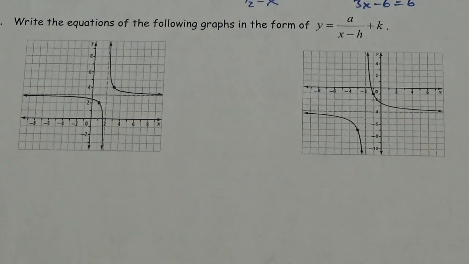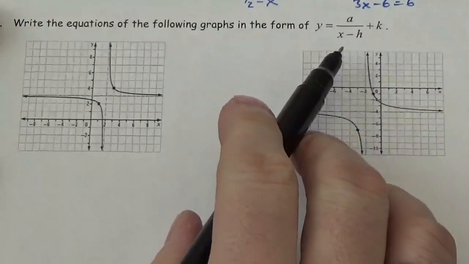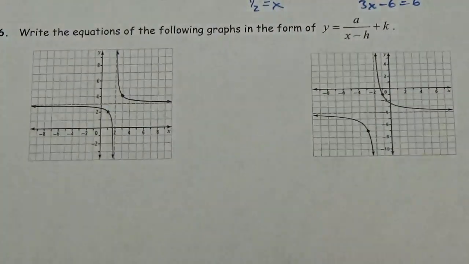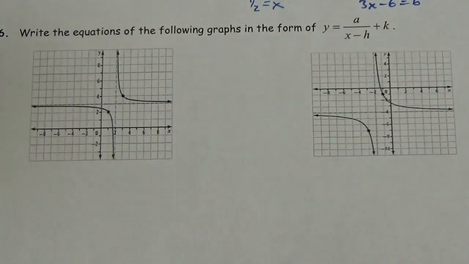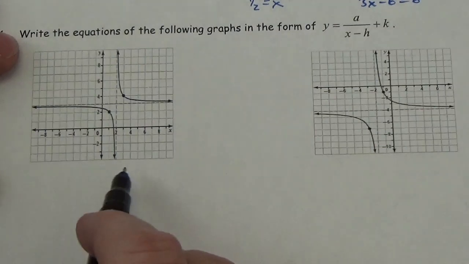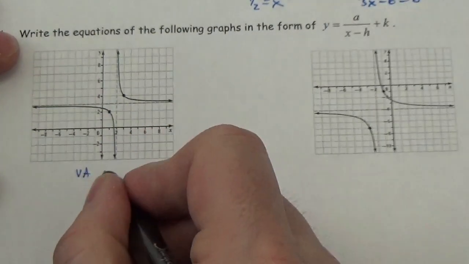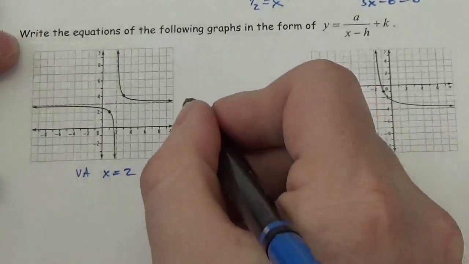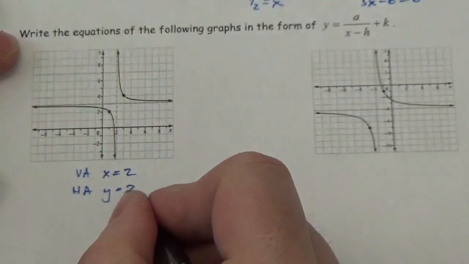Okay, now for this question, we're going to look at the graph and come up with the equation in this form with the transformations in it. Now, I know that h and k, the way they show up right there, are going to refer to the vertical asymptote and the horizontal asymptote respectively. So my first graph right here, I can see that it's got a vertical asymptote at x equals 2, and it's got a horizontal asymptote at y equals 3.